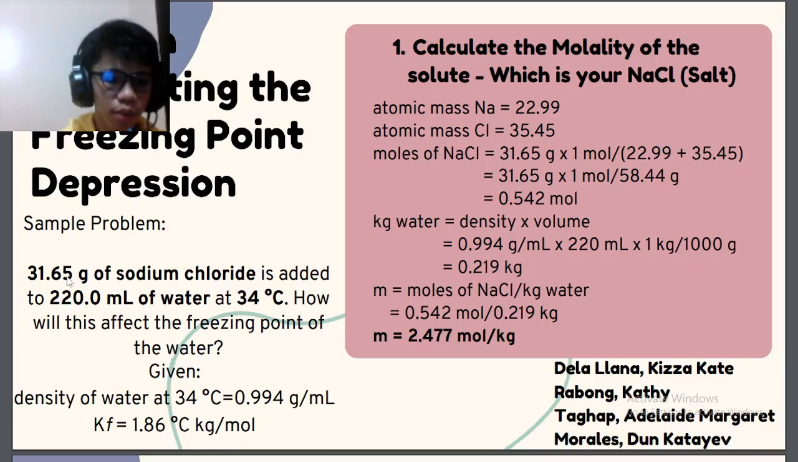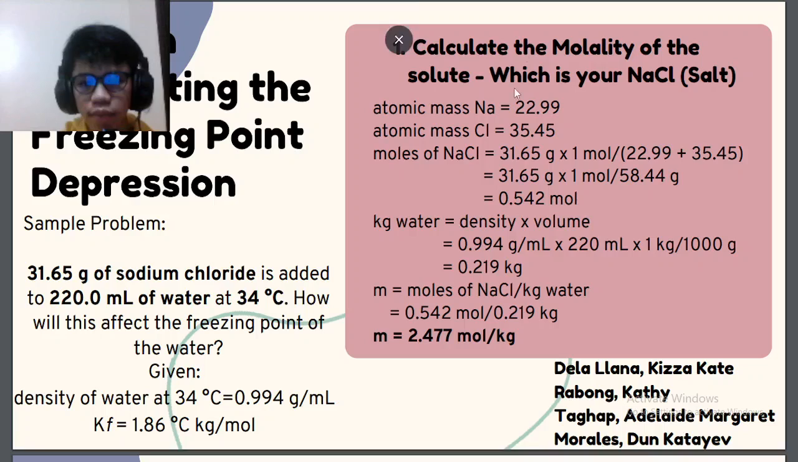Now, our sample problem is going to be 31.65 grams of sodium chloride is added to 220 milliliters of water at 34 degrees Celsius. How will this affect the freezing point of the water? Given that the density of the water at 34 degrees Celsius is equal to 0.994 grams per milliliter. Our molar freezing point constant is also given, which is equal to 1.86 degrees Celsius kilogram per mole.